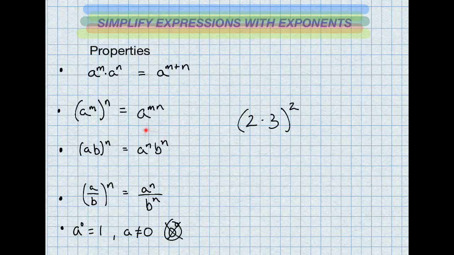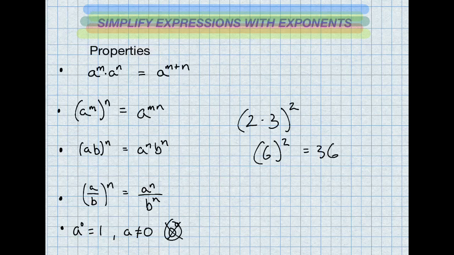Okay, so our next one is this: a times b raised to the n equals a to the n, b to the n. So what you have is 2 times 3. That's going to give you 6 squared. That equals 36. Okay, that's if you don't use the rule.